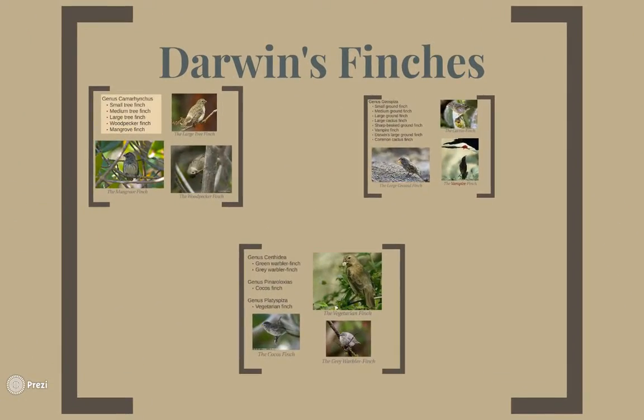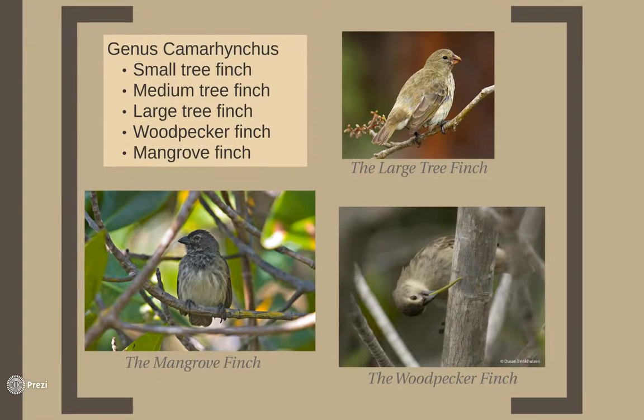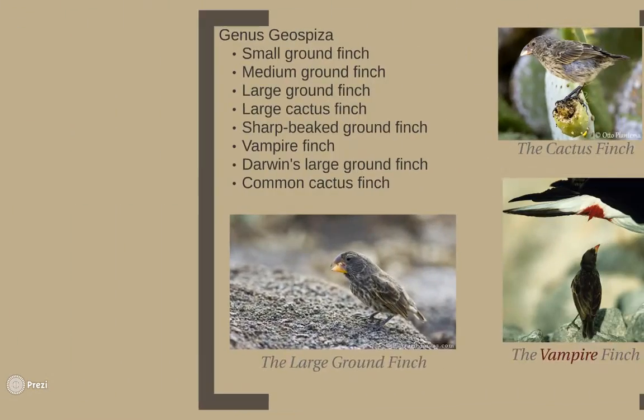Darwin's finches are all of the same family and cover 5 genera with 17 species. In the genus Camarhynchus, one finds the tree finch, along with the woodpecker finch and the mangrove finch. The woodpecker finch can be seen using a cactus spine to pry insects from a branch.